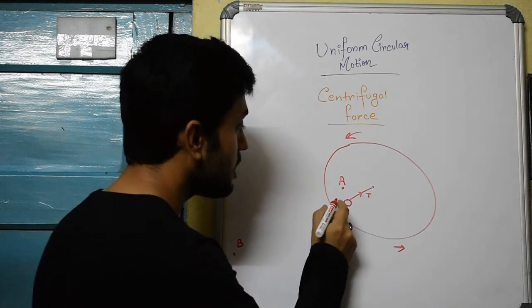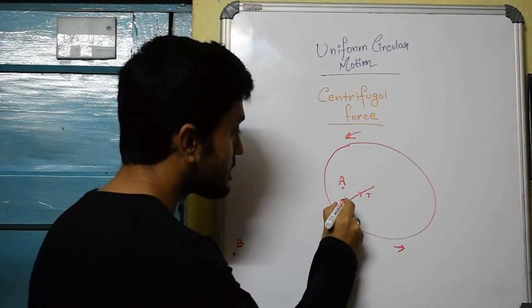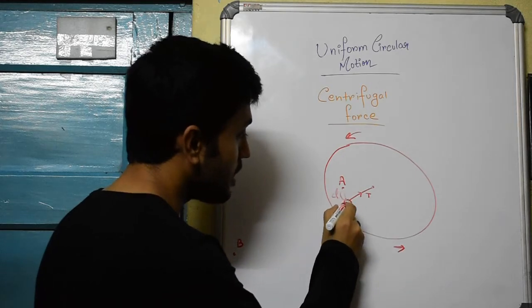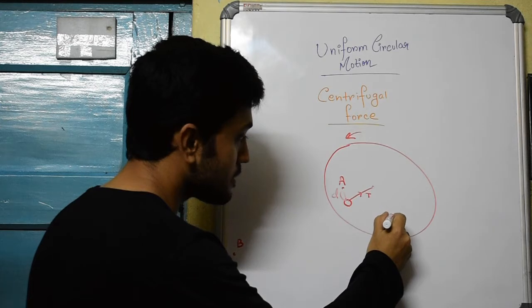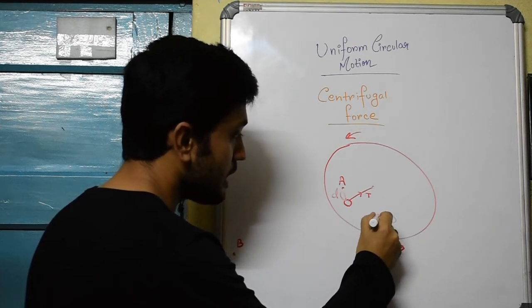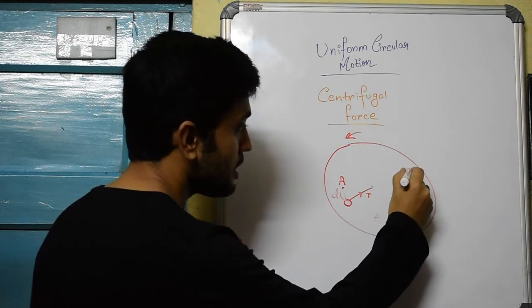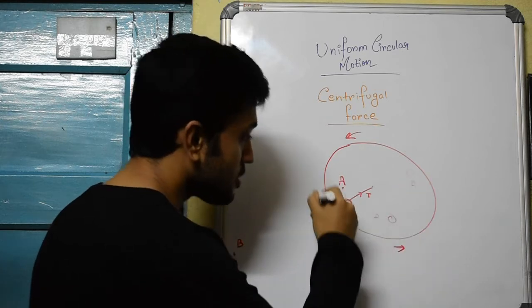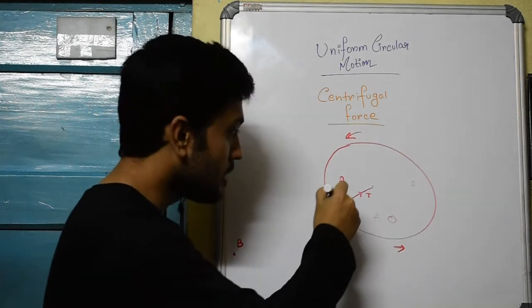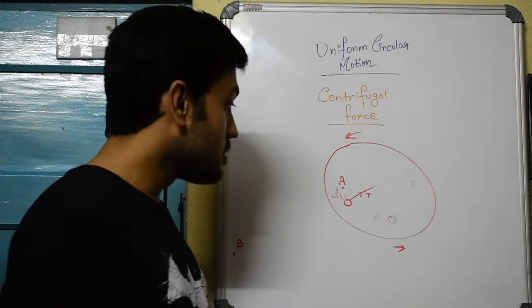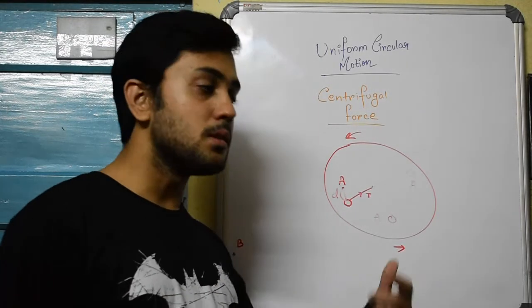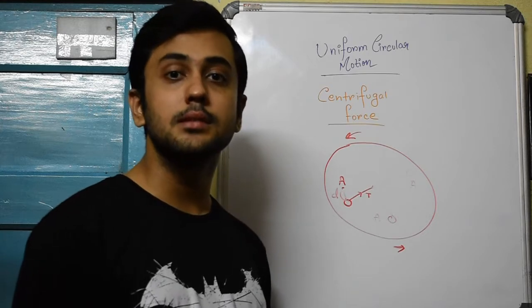For person A, the ball is at a certain distance, say D, in front of him. As this thing is rotating, suppose at this point the ball is here, observer A is here; at this point the ball is here, observer A is here. As the ball is moving, this person A is also moving because he is also standing on the merry-go-round. So for observer A, the ball is right in front of him at rest.